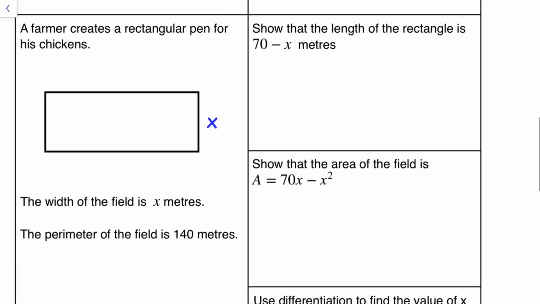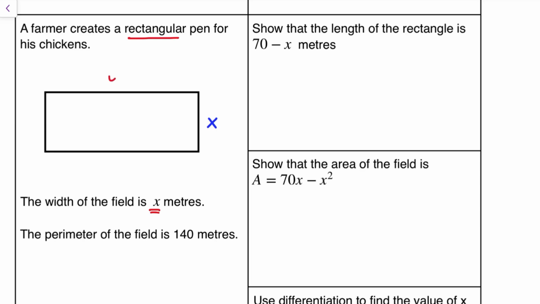So we have one of these classic differentiation questions. So you're going to set something up, you're going to rearrange it, and then you're going to get an equation that you can differentiate to find a maximum or minimum. So this one, farmer creates a rectangular pen for his chicken. So just to state the obvious, rectangular meaning it's an x times y or a length times width. And it tells me the width of the field is x. Okay, that's on the diagram. And it says the perimeter is 140 meters. And it says show the length of the rectangle is 70 minus x.